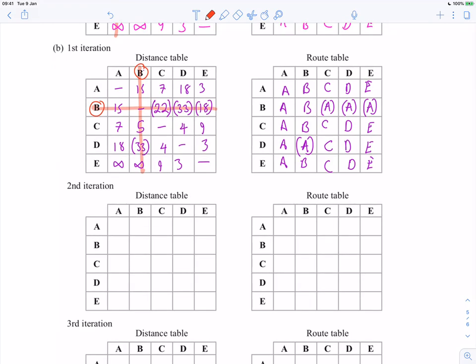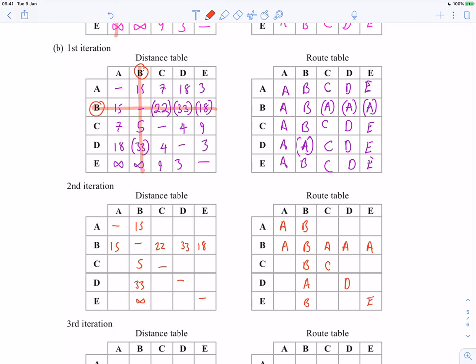So for the second iteration, the column and row of B are going to stay the same. So this is going to be 15, 5, 33, infinity. This is going to be 15, 22, 33, 18. The corresponding columns and rows of the root table are not going to change either. So this is A, B, and then it was the new A, A, A. And then this column was B, B, B. And then this was changed to an A, B. The diagonals are not going to change either, so this is going to be a nice A, B, C, D, E, like so.